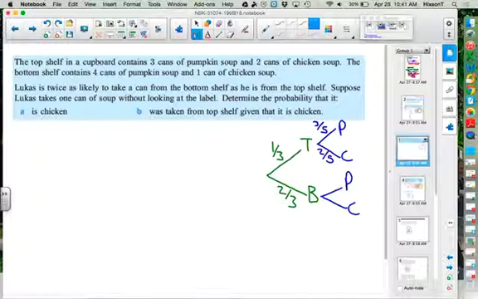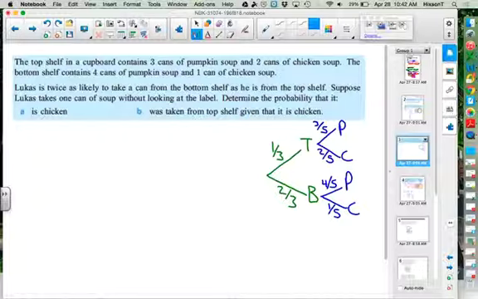Now next, the bottom shelf. The bottom shelf has 4 cans of pumpkin and 1 can of chicken. So what's the probability that he picks pumpkin? 4 out of 5. And chicken is 1 out of 5. Now notice on each of these choices, they should add up to 1. 1/3 and 2/3. 3/5 and 2/5. 4/5 and 1/5. Would you multiply them to get the total?